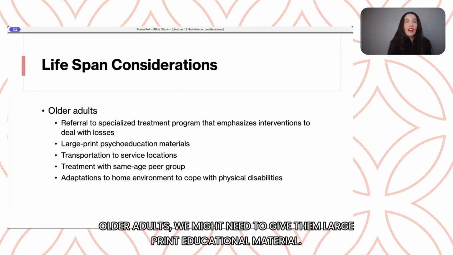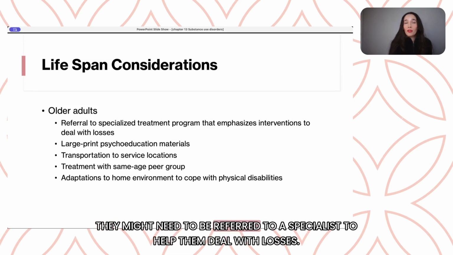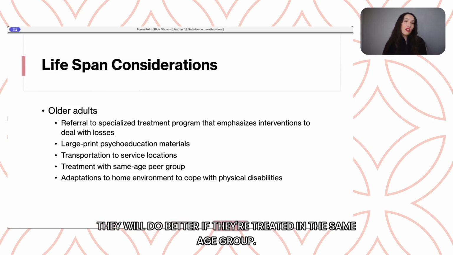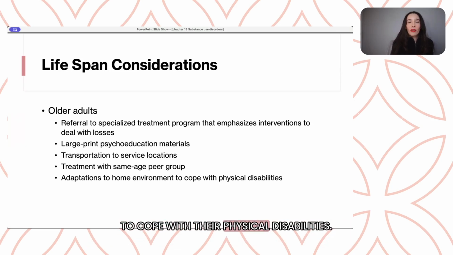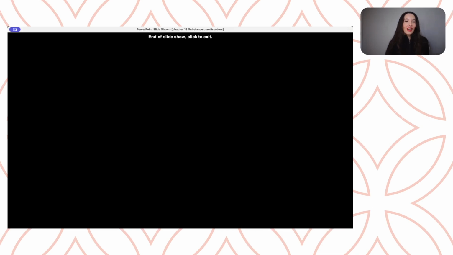For older adults, we might need to give them large print educational material. They might need to be referred to a specialist to help them deal with losses. They will do better if they're treated in the same age group. Transportation may be an issue for them, and adaptations to their home environment may help them to cope with their physical disabilities. And that is the end.